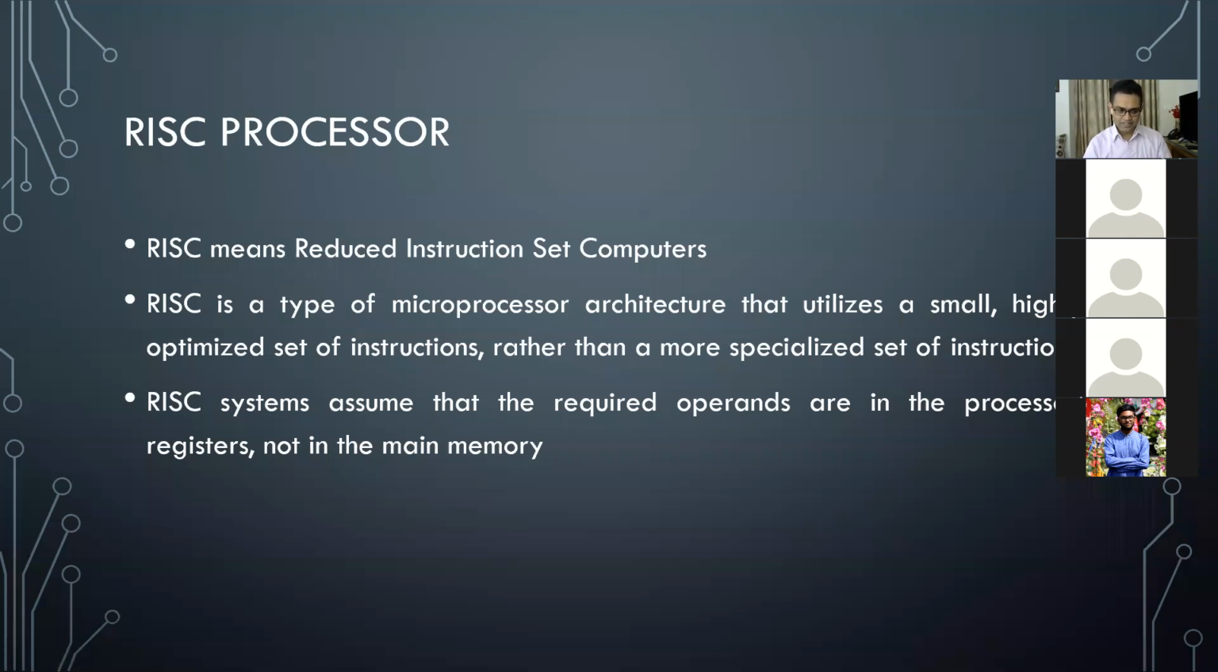One important thing, as I said, is that the CISC processor uses the memory, but the RISC processor works directly with the registers of the processor.